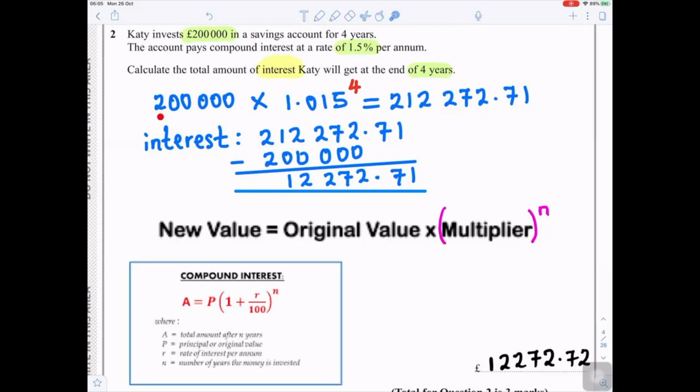So 200,000 times 1.015 to the power 4 gives you 212,272.71. And to get the interest, you subtract the new amount minus the invested amount, which is 200,000. That gives you 12,272.71. And that is the interest.